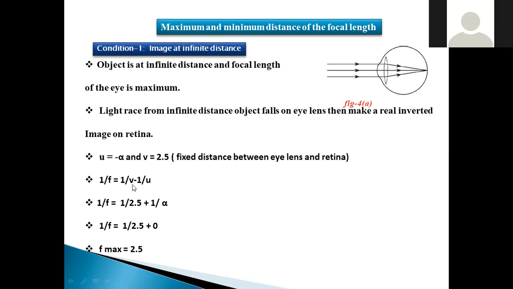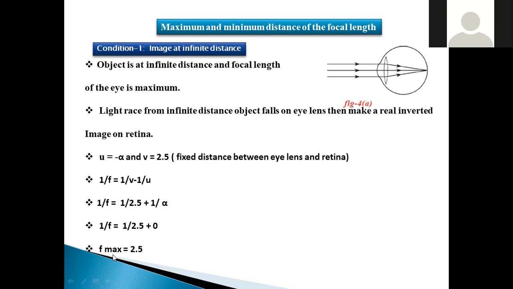So 1 by F is equal to, what is V value? 2.5 plus 1 by U. U value is infinity. So here we have minus sign for infinity, and here also a minus sign is there. Minus into minus, it will become plus. That's why the value becomes 1 by F is equal to 1 by 2.5 plus 1 by infinity, right? Always 1 by infinity value is taken as 0. That's why 1 by F is equal to 1 by 2.5. That is nothing but focal length maximum is equal to 2.5.